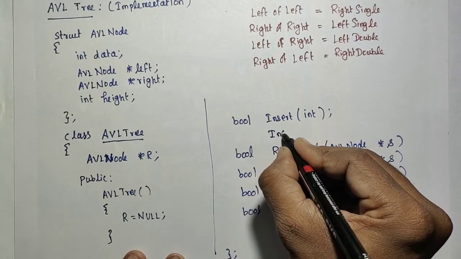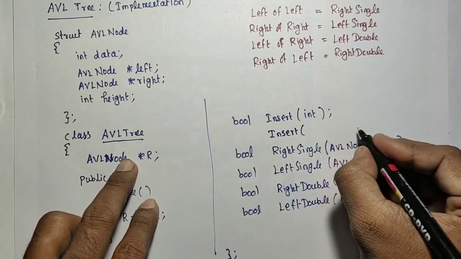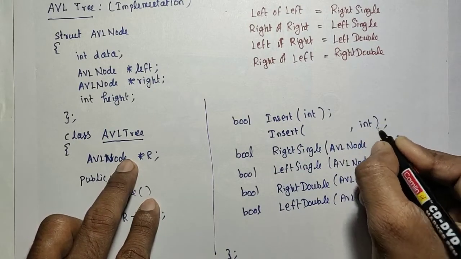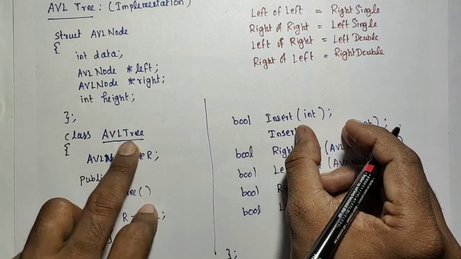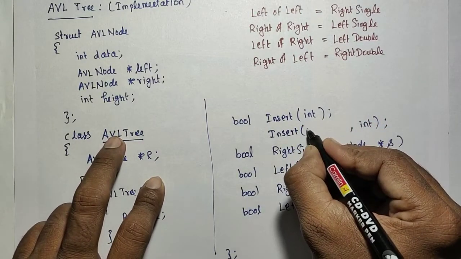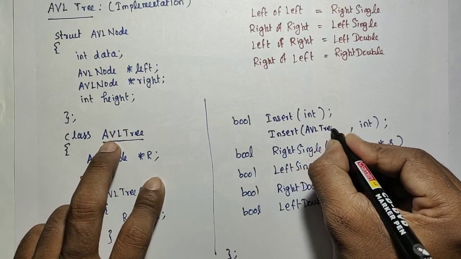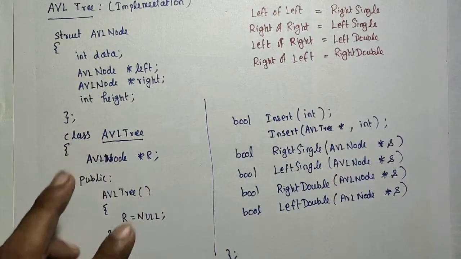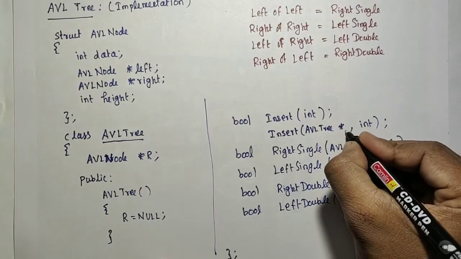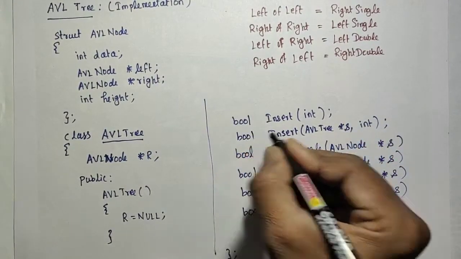So what is that function? The function name is insert, but with two arguments. One is the int, that is the element to be inserted, to which subtree. So the subtree address we have to pass. Okay, so AVL tree star ampersand, the subtree address, to which subtree you have to pass this one. Boolean.